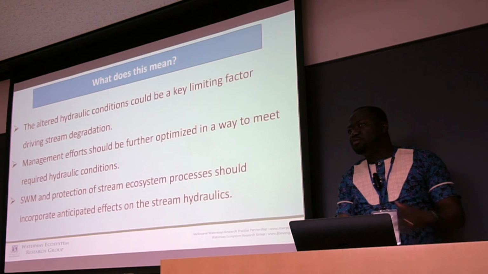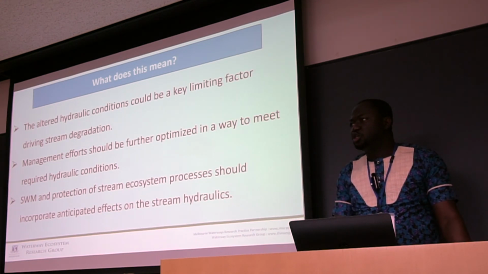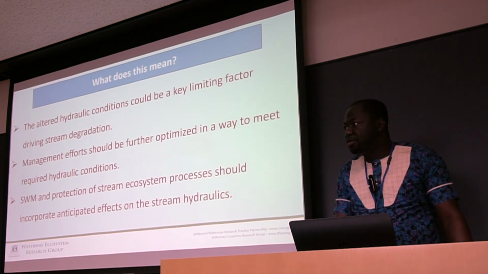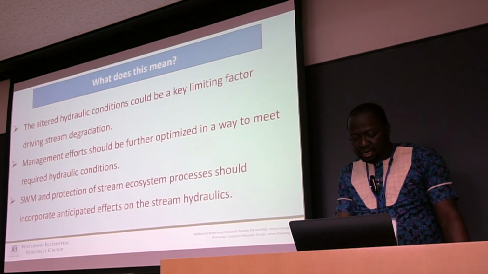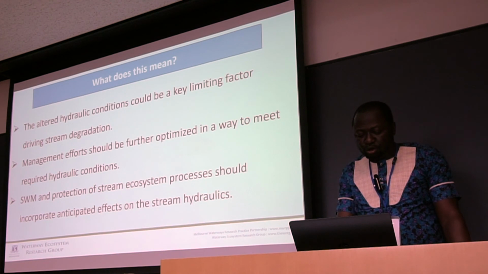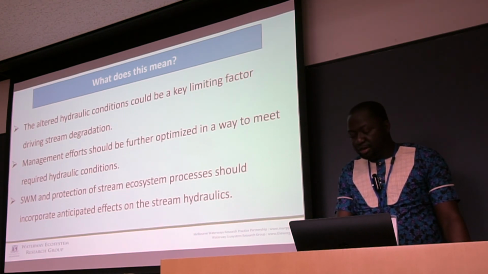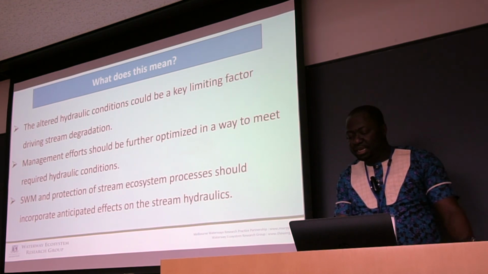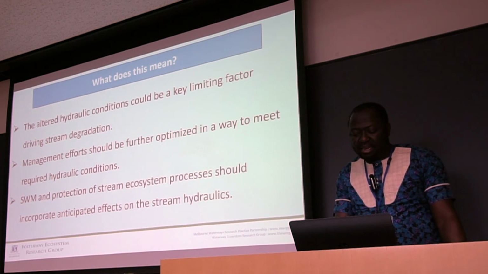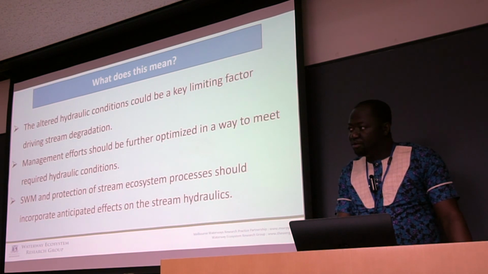So instead of just trying to manage stormwater to get the natural flow regime, they should also consider the role of the channel morphology, which brings in the idea of ecohydraulic modeling. And stormwater management and protection of stream ecosystem processes should also incorporate the anticipated effects on the stream hydraulics. Which means that the management strategies that are implemented should have objectives that are directly linked to the needs of the stream instead of just trying to achieve a required hydrology.